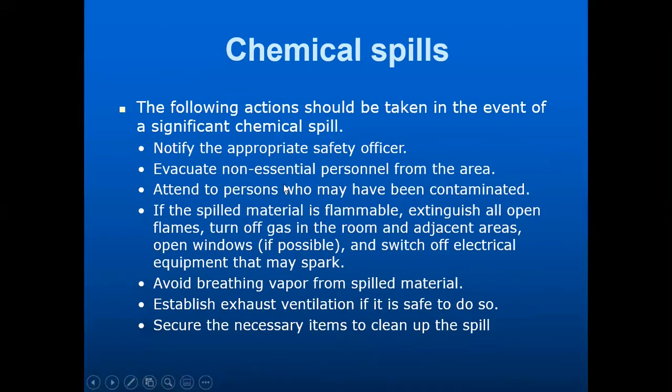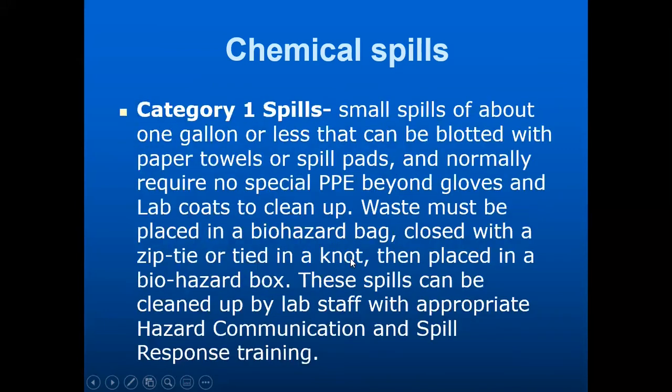The following actions should be taken in the event of a significant chemical spill. Notify the appropriate safety officer, evacuate non-essential personnel from the area, and attend to persons who may have been contaminated. If the spilled material is flammable, extinguish all open flames, turn off gas in the room and adjacent areas, open windows if possible, and switch off electric equipment that may spark. Avoid breathing vapor from spilled material. Establish exhaust ventilation if it is safe to do so, and secure the necessary items to clean up the spill.